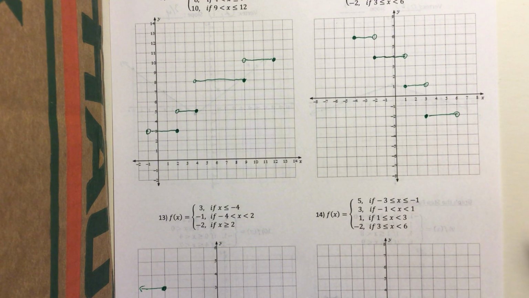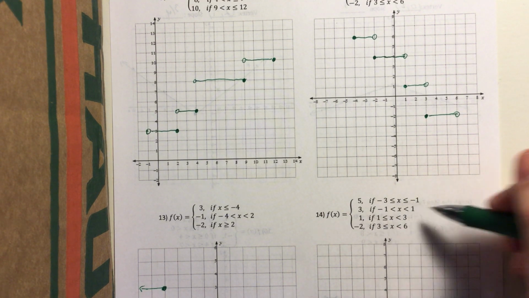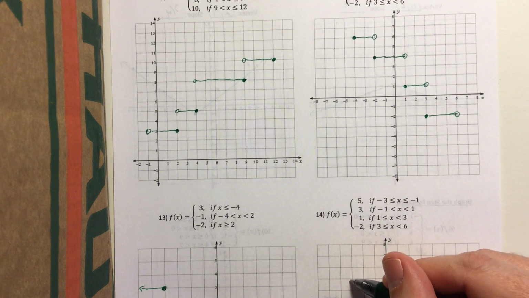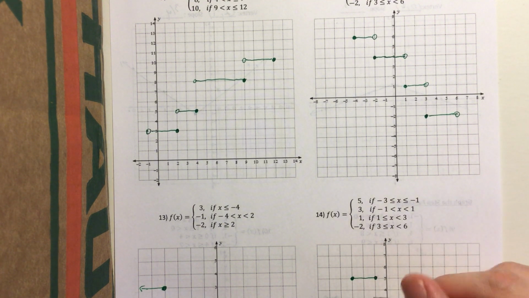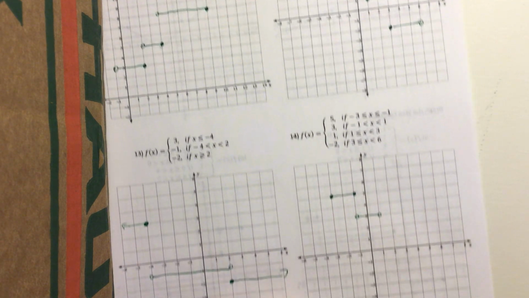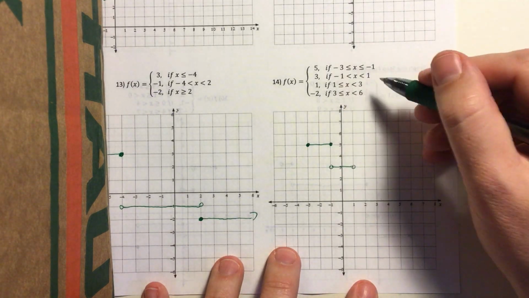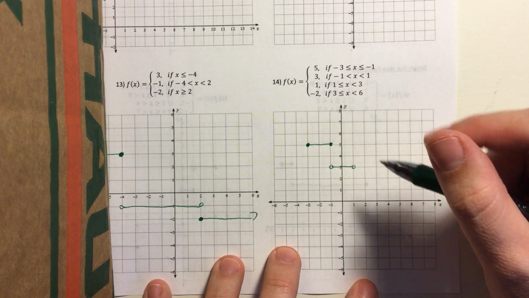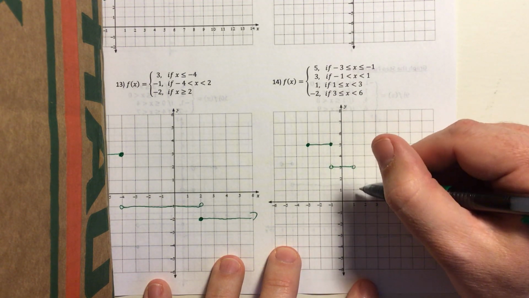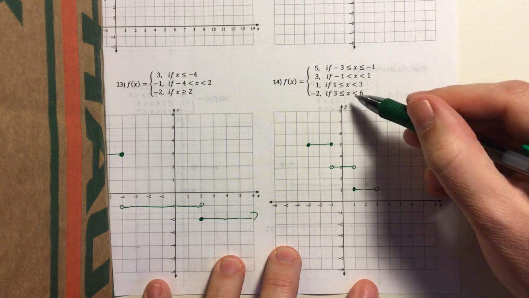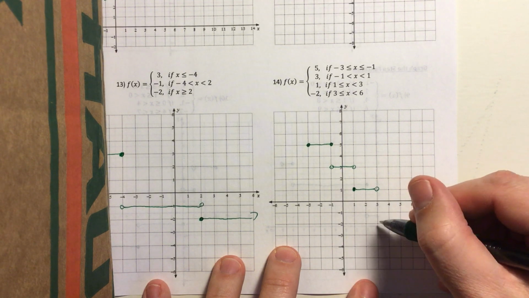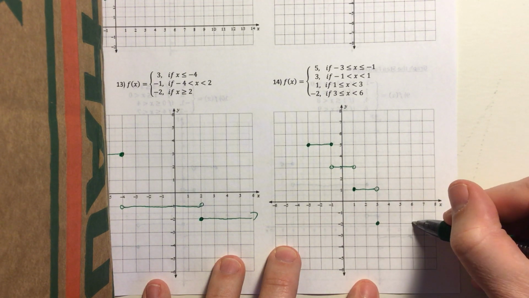And then last one, this one doesn't have any arrows, so it's just annoying the way they did their less than or equal. So let's see here, from -3 to -1, we're at 5. And these are going to be closed circles for both of these. From -1 to 1, we're at 3. It'll be open circles for both of these. And then from 1 to 3, we're going to be at 1. It'll be closed for the first one and open for the second. And then for the last one, 3 to 6 is at -2. So closed, open.